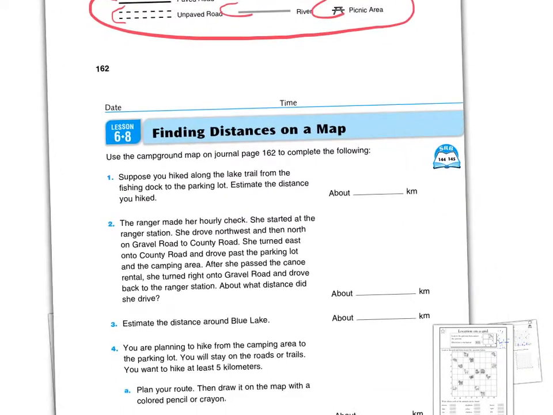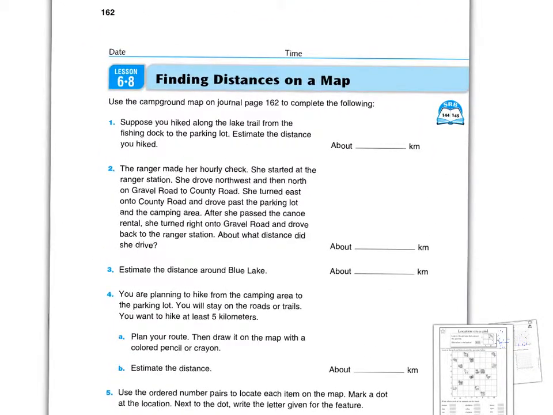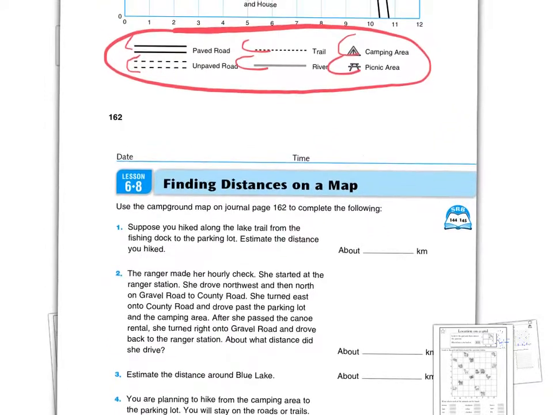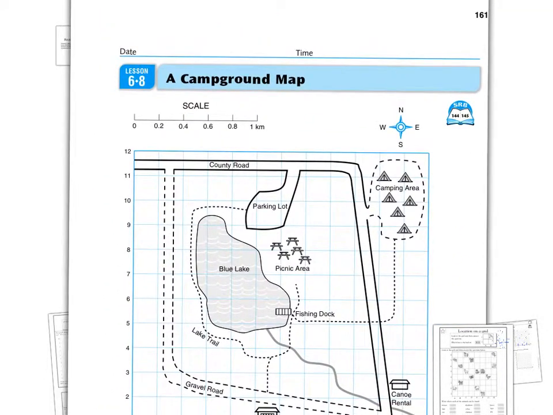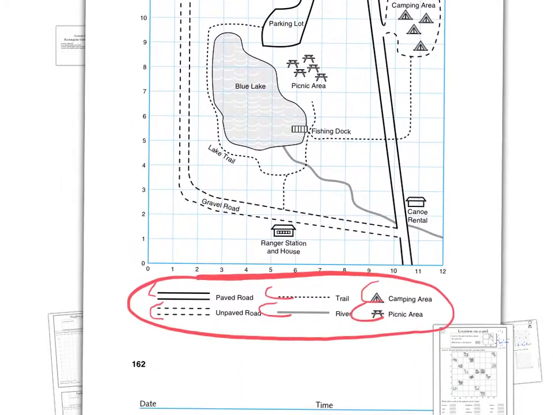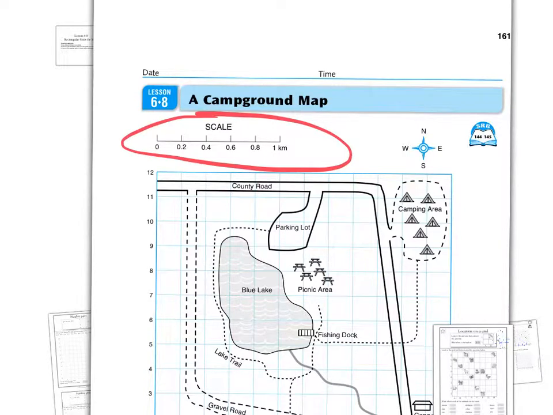Alright, so if you scroll down, it asks you questions about it. Actually, I'm sorry, this is the map scale. Those were the landmarks right down here. Sorry. But this is the map scale. It tells you how far everything is. Each one of these lines is 2/10 of a kilometer. So if you went this far from here to here to here, that's 2/10, 4/10, 6/10, 8/10, 10/10, which would equal 1 kilometer.